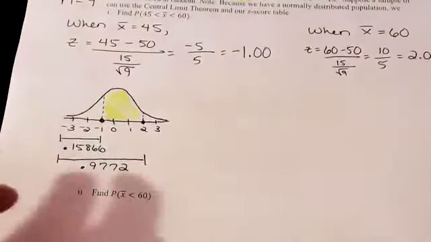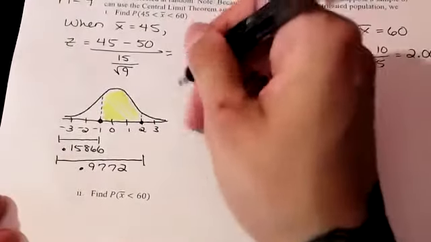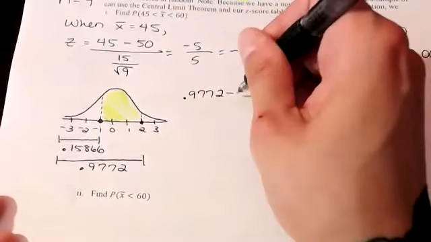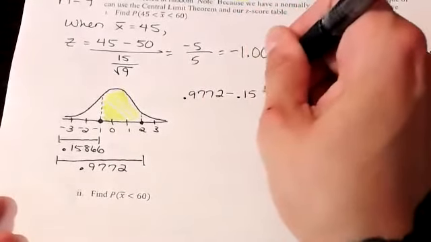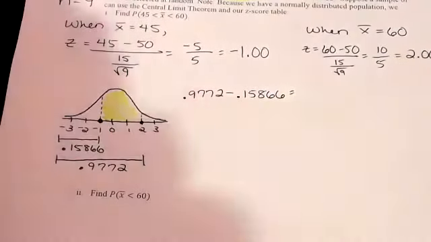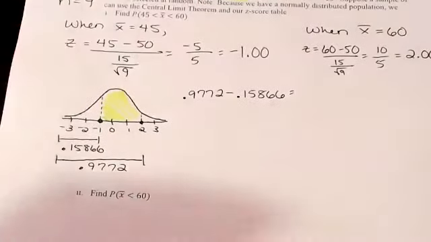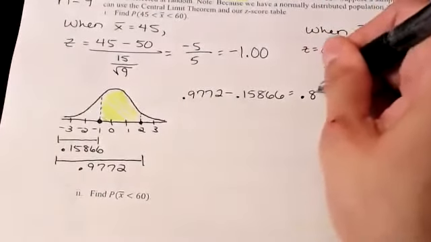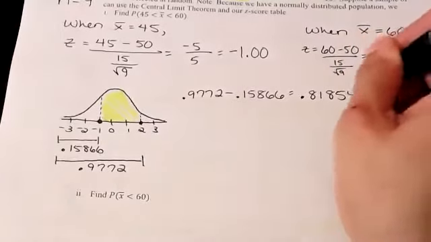0.9772. And then, of course, to find the area between, we know we're going to subtract, just like we did in our previous problem. We did a lot of these, actually. So we're going to go ahead and take our calculator, and we're going to punch in 0.9772 minus 0.15866. That's going to give us an area of 0.81854.